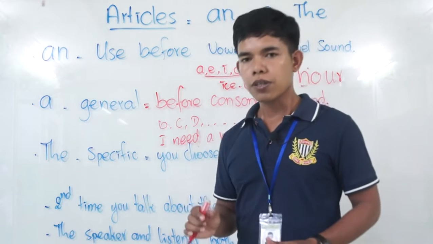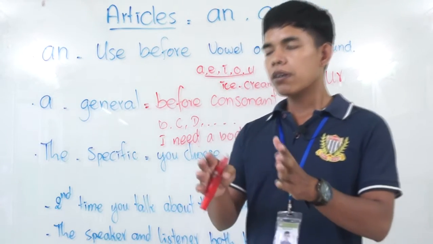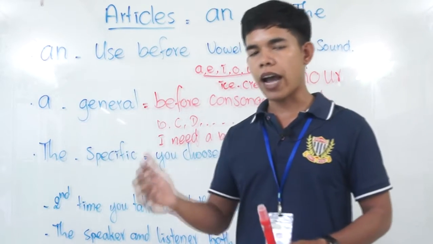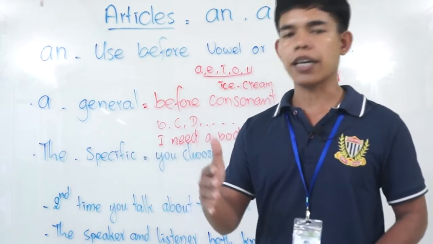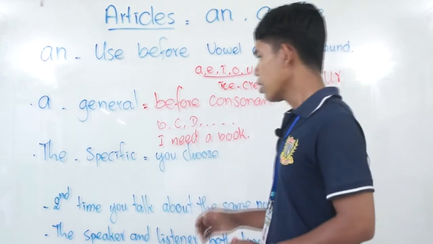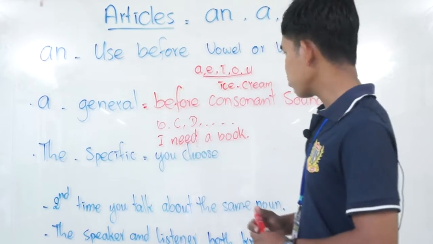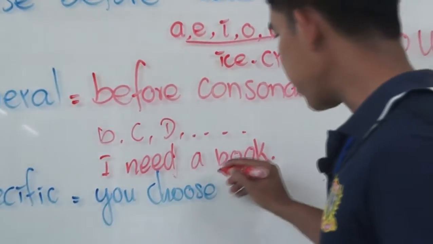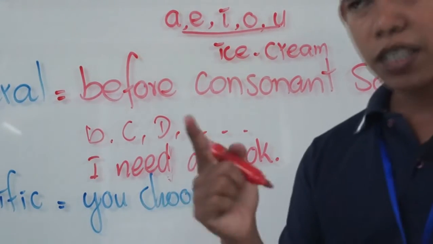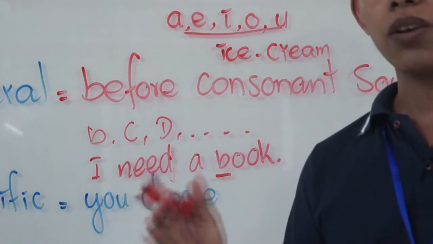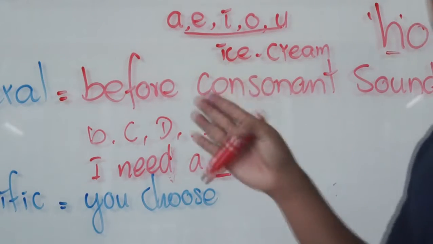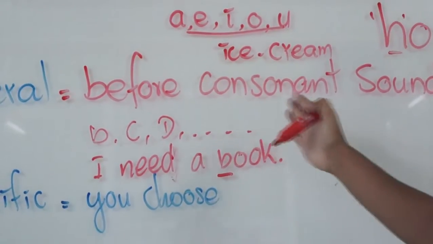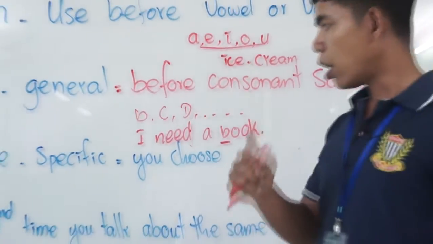I need a book. So if we have many kinds of book on the table, your friend may ask you, which of the book that you need to read? Okay, so that is a general one. And another one we can say use before a consonant sound. So the letter B, the sound is in consonant, not in vowel. Okay, you got it? So we are talking in general, and also we are focusing on A used before a consonant sound. Okay, so I hope you got it well.